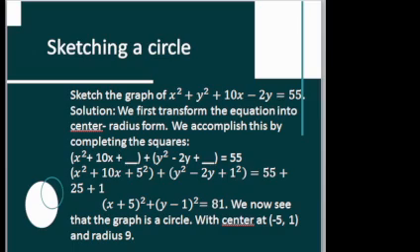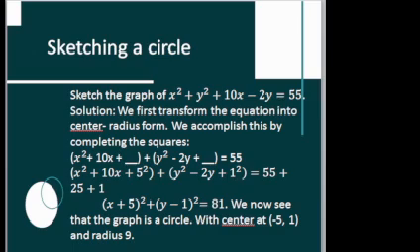So 55 is at the right side of the equation. And by completing the squares at the left side of the equation, we have added 5 squared and 1 squared. So we have to add also 5 squared and 1 squared at the right side of the equation. That is why we have 55 plus 25 plus 1, because we have added it at the left side of the equation. We have 5 squared, and 5 squared is 25 because 5 times 5 is 25. And 1 squared is also 1 because 1 times 1 is 1.